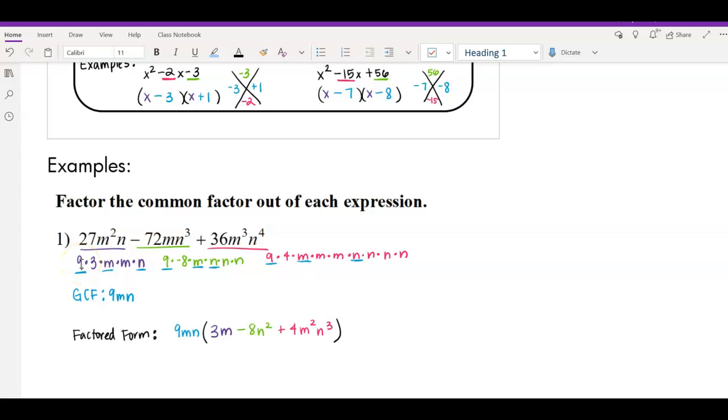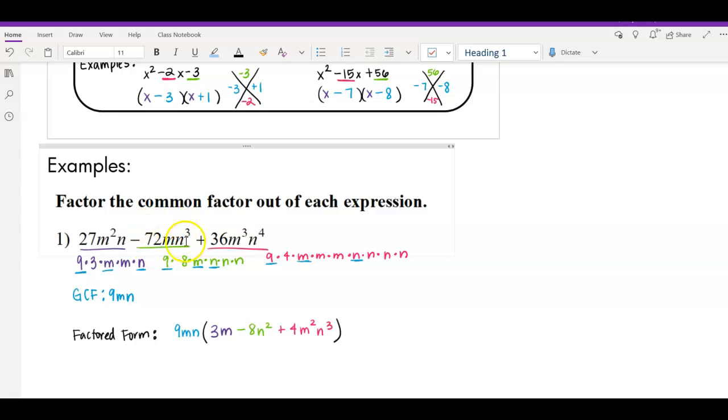Obviously, 1 and 27 make 27, but 1 and 27 are not going to do a whole lot. In fact, we want whatever else multiplies to 27, and I'm going to choose 9 and 3. So 9 times 3 makes 27, and then m squared is m times m, and then I have an n left in that first group. So all of that purple writing makes up that first group.